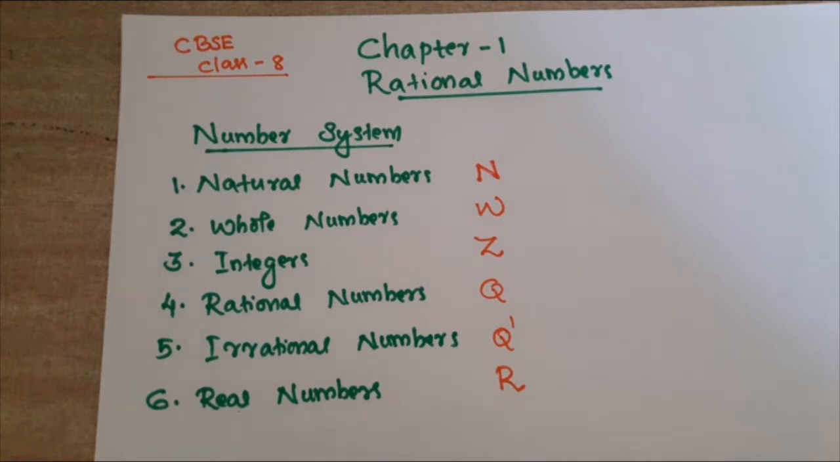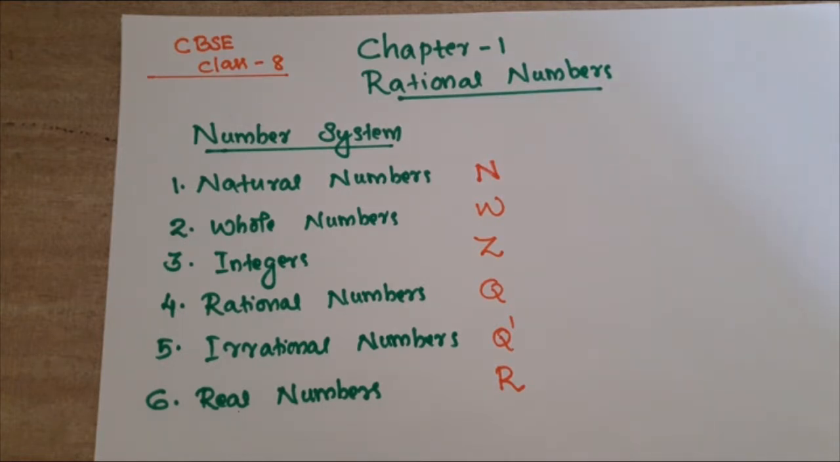Today we can start lesson number 1 of maths, that is rational numbers. In this chapter we are studying about the rational numbers, but before that we should know about our number system. We have a number system with natural numbers, whole numbers, integers, rational numbers, irrational numbers and real numbers. These are the main categories of numbers in the number system.